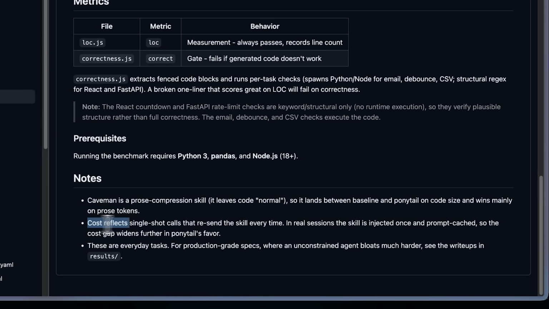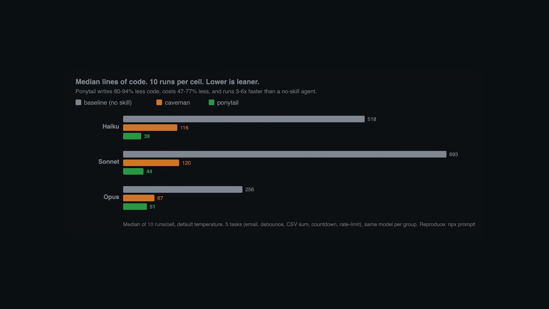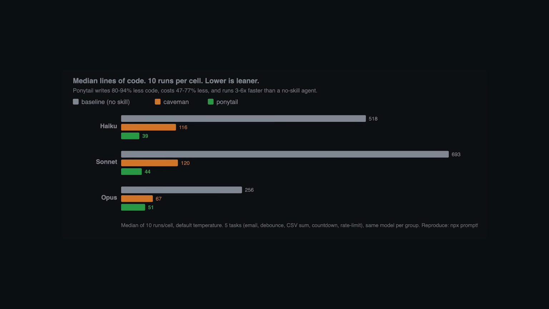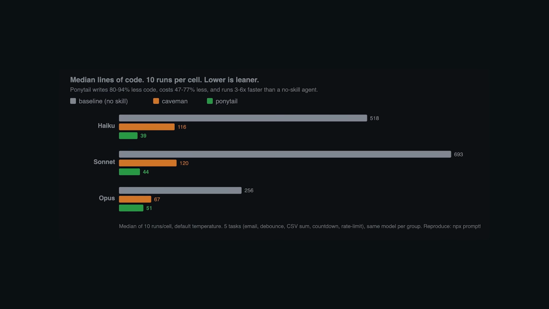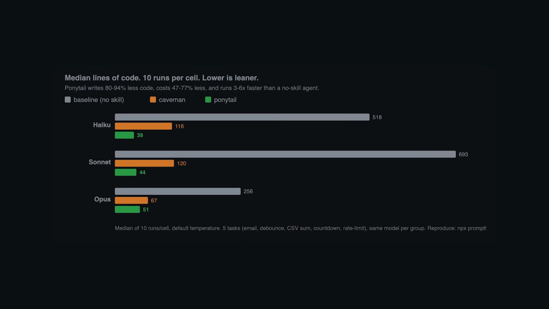And there's also an interesting caveat worth noting. Cost reflects single-shot calls that resend the skill every time. In other words, the benchmark works by sending a fresh API call for each test, and every time it does that, it includes the full Ponytail rule set in the prompt. So in the benchmark, Ponytail is being penalized for the cost of its own instructions on every single test. In real life, you pay for those instructions roughly once per session, and after that they are cached.